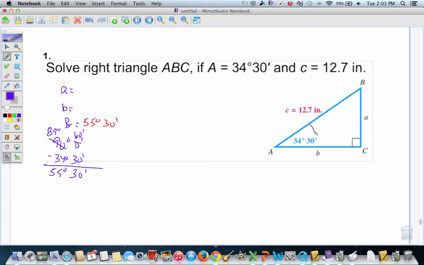So in relationship to the angle given, 34 degrees and 30 minutes, side A is the opposite side, and 12.7 is the hypotenuse. The trig function that uses opposite and hypotenuse is sine. So sine of 34 degrees and 30 minutes equals A over 12.7. If I go a step further with my algebra, to get A by itself, I can multiply both sides by 12.7, and that will give me the measure of side A.